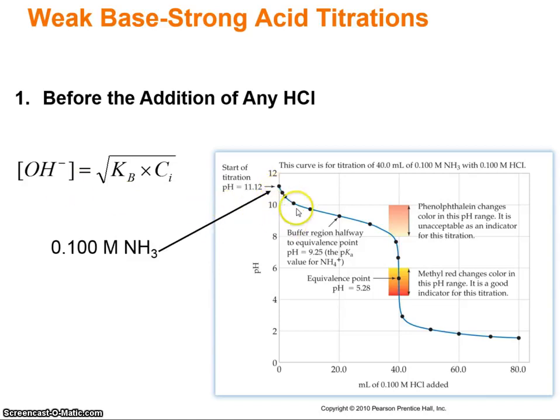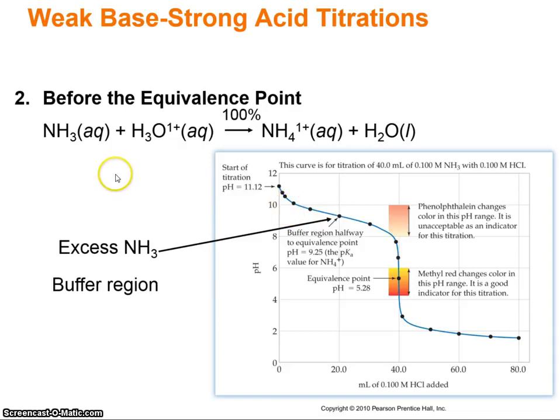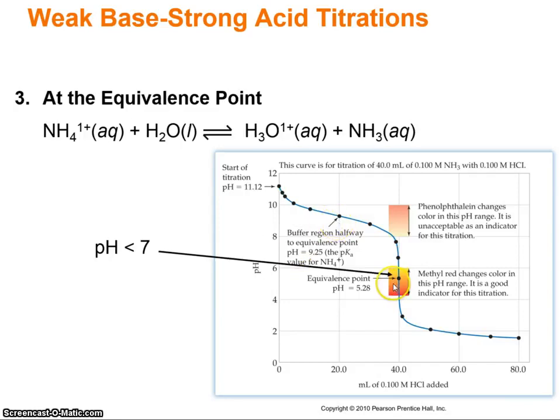Right? It's going to then enter a buffer region as we add in the strong acid. The H3O+ is going to react with the ammonia to form ammonium, the conjugate weak acid, and water. So along here I've got a mixture of ammonia and ammonium. I can do Henderson-Hasselbalch, but at halfway to the equivalence point, pH is going to be equal to pKa. So I want to take my Kb and turn it into a Ka. That's still going to work. pH equals pKa.